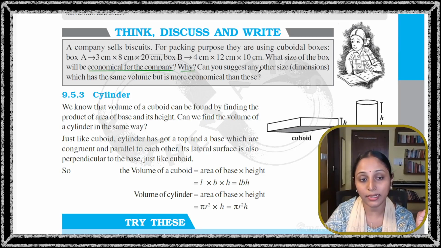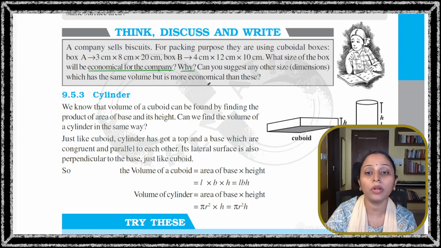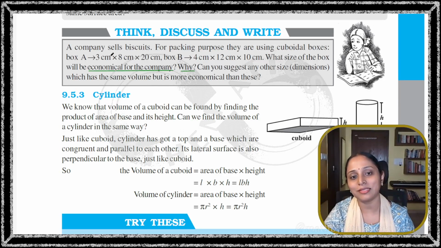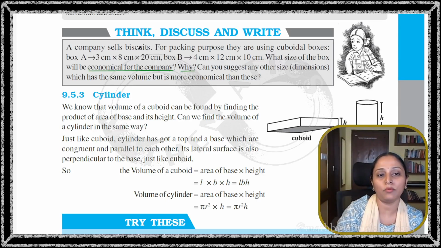Is there any other size which has the same volume but is more economical than these? First, let's look at the volume. You have 3 into 8 into 20, which is going to be 480 centimeter cube. This is the volume that we are talking about.